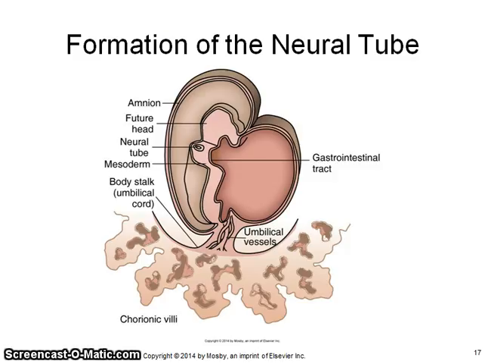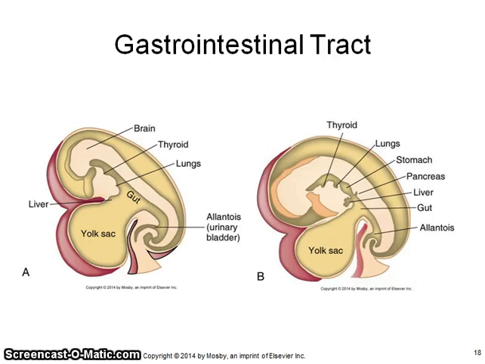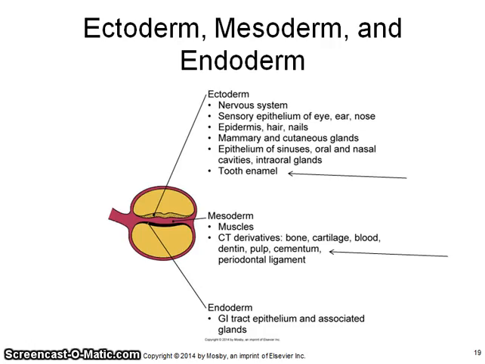On the dorsal surface of the embryonic disc, the ectoderm forms the neural plate, whose lateral boundaries elevate to form a neural tube that will become the brain and the spinal cord. The endodermal cells also form a tube, which becomes the gastrointestinal tract. Tooth enamel is derived from ectoderm, whereas dentin, pulp, cementum, and periodontal ligament derive from mesoderm.